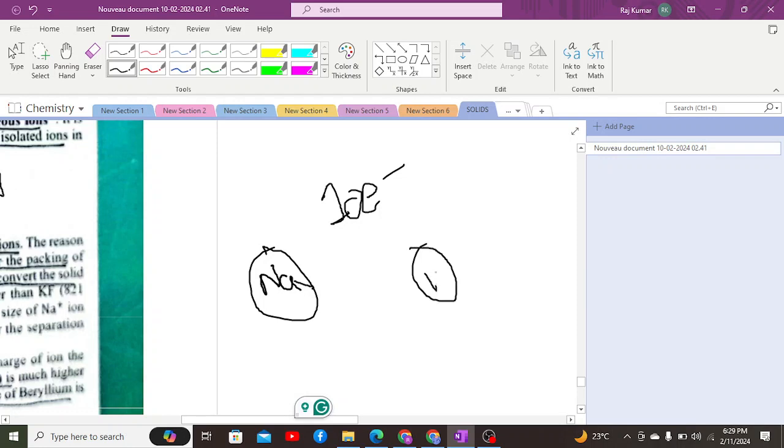Such that the sodium ion has a smaller radius, and potassium has a higher radius, so the atomic radius of potassium is higher and that of sodium is less. Therefore, the nuclear force of potassium is smaller because of the higher atomic radius, and the nuclear force of sodium is high due to the smaller atomic radius.